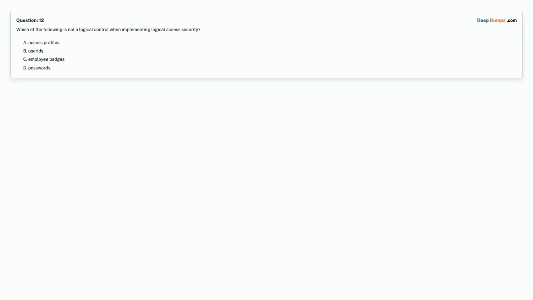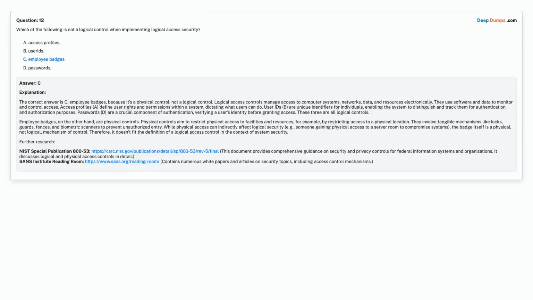Question 12. Which of the following is not a logical control when implementing logical access security? Option A. Access profiles. Option B. User IDs. Option C. Employee badges. Option D. Passwords. Choose the correct answer. Correct answer is Option C. Employee badges.